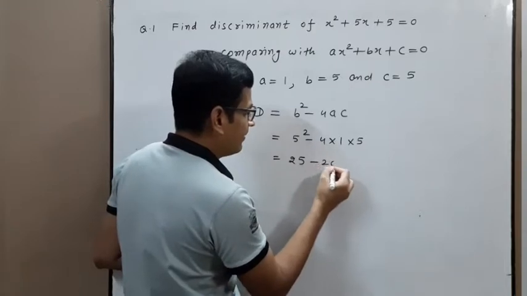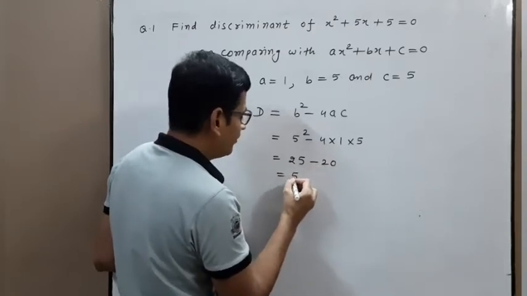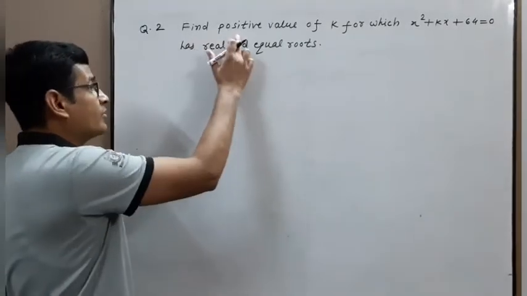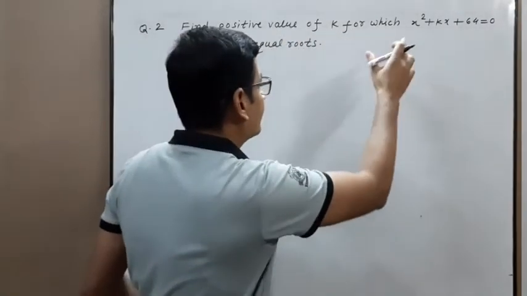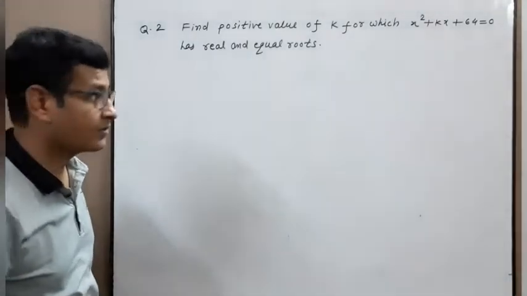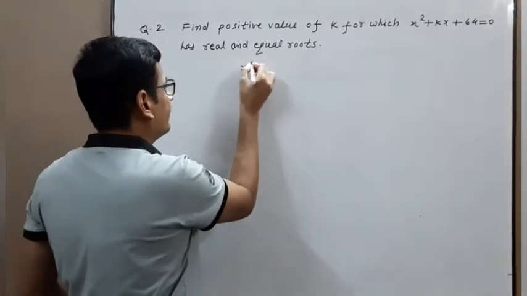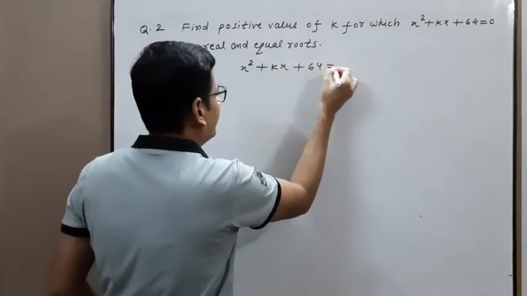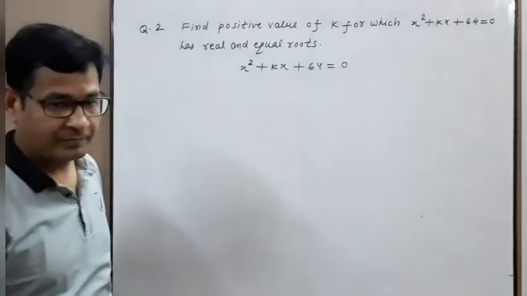25 minus 5 times 4 is 20. So the value of d is 5. Next problem. Find the positive value of k for which the quadratic equation has real and equal roots. So first write the quadratic equation: x square plus kx plus 64 equal to 0.